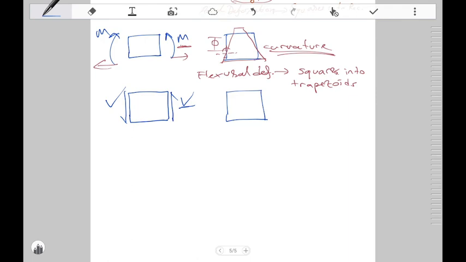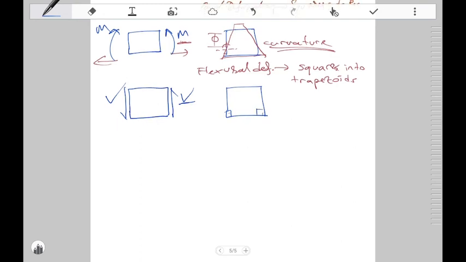By definition, we say that shear causes angle change. Initially these angles are 90 degrees, but since we have a shear deformation, they no longer stay 90 degrees. They change. So shear deformation converts squares into parallelograms. And the way we describe the shear deformation is this angle change, and we call it shear strain.